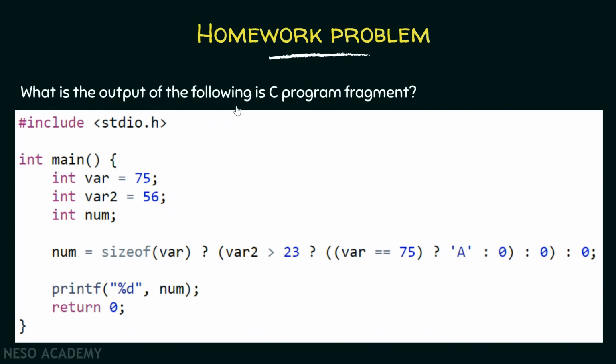Okay? Now it's time for a homework problem. What is the output of the following C program fragment? This is quite a complicated looking C program fragment. Try to understand this program fragment on your own. Here I declared a variable var and assigned it a value 75 and another variable var2 and assigned it a value 56. And I also declare another variable num. And to this num variable, I'm assigning the result of this whole expression. You need to evaluate this expression on your own, and after that, what is going to be the output when we try to print this num variable?